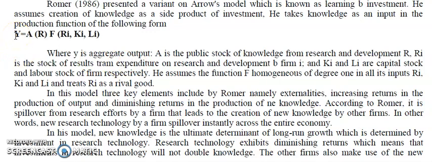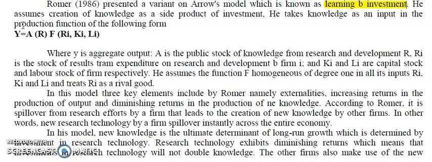Capital A is the public stock of knowledge from research and development. In the Arrow model, capital A represents the augmenting factor, that is the endogenous factor. In the Arrow model, it is the past cumulative investment or past experience, the output of learning by doing. Here, the public stock of knowledge is derived from research and development.